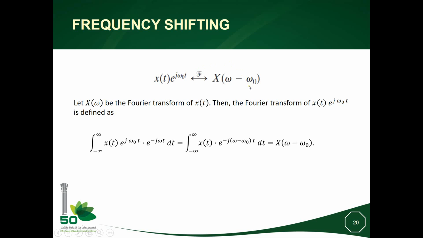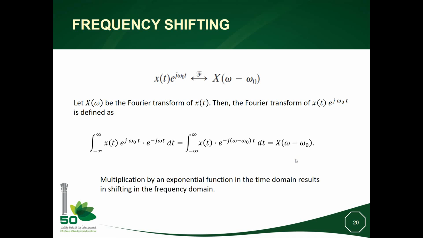And if I return back one slide before, we have seen that if we delay in time, we will have a multiplication by an exponential in the frequency domain, which is seen in the previous results. So the conclusion is multiplication by an exponential function in the time domain results in shifting in the frequency domain. Delay in the frequency domain results in a multiplication by an exponential function in the time domain.